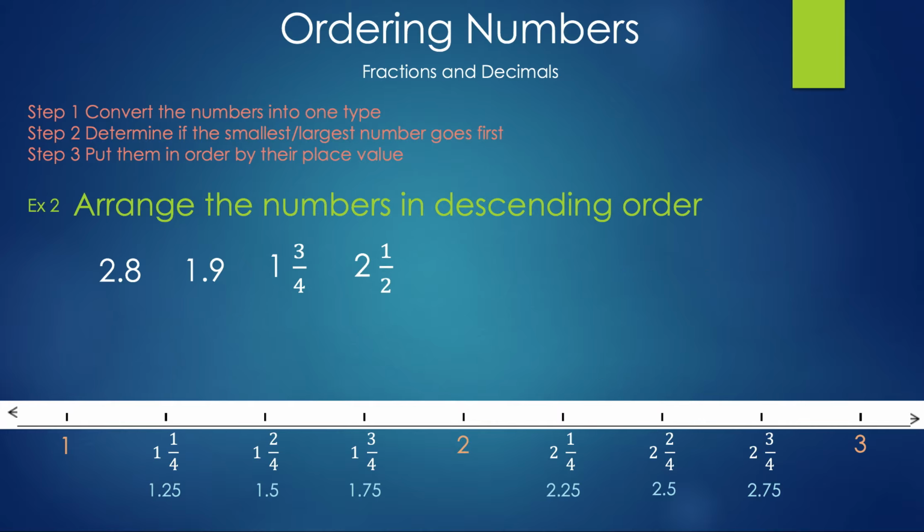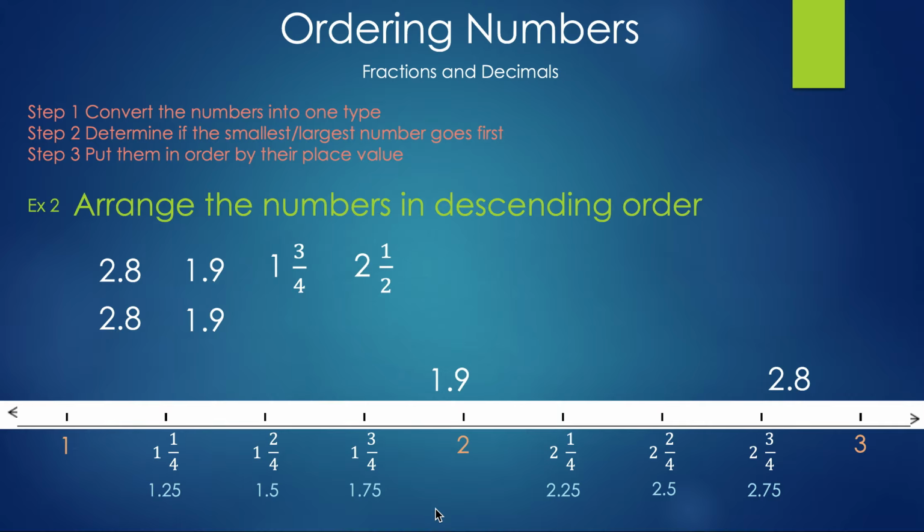Now let's take a look at example 2. Arrange the numbers in descending order this time. So let's go ahead and start converting the numbers into decimals. Luckily for us, 2.8 is already a decimal. So now we just need to figure out where exactly it goes. That number is in between 2.75 and 3. So let's go ahead and put it there. And now we can figure out where 1.9 is. Luckily for us, once again, it's a decimal. So now we know it has to be between 1.75 and 2. So let's go ahead and place it there.